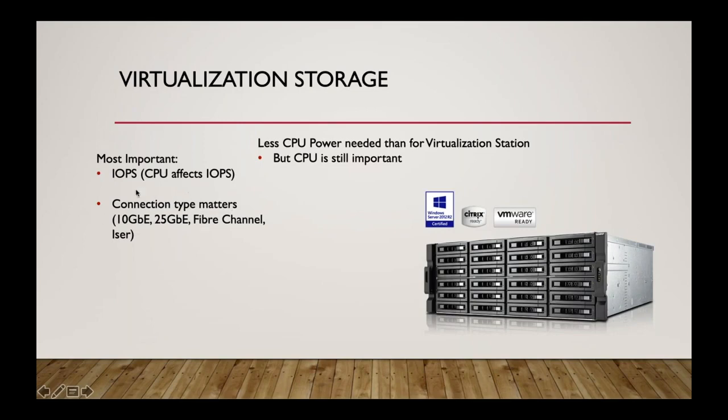And connection type also often matters. You might want 10 gigabit, 25 gigabit. Fiber channel offers a special low latency connection. We also have iSER, which allows a special low latency connection for better IOPS. And so IOPS is kind of the number one performance factor you're typically thinking of when you're talking about virtualization storage.